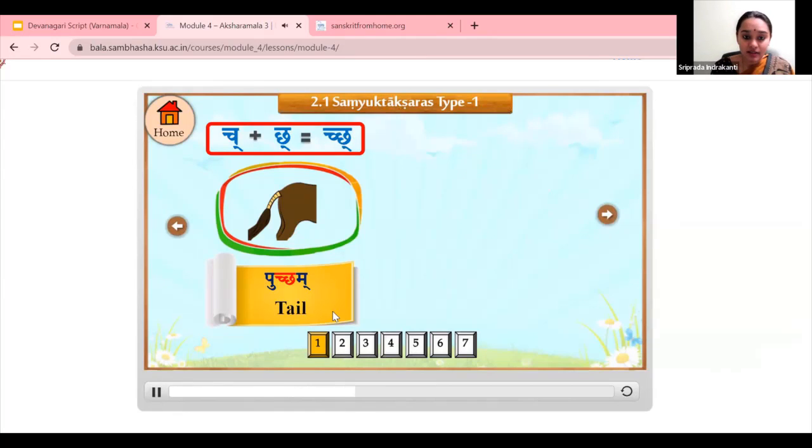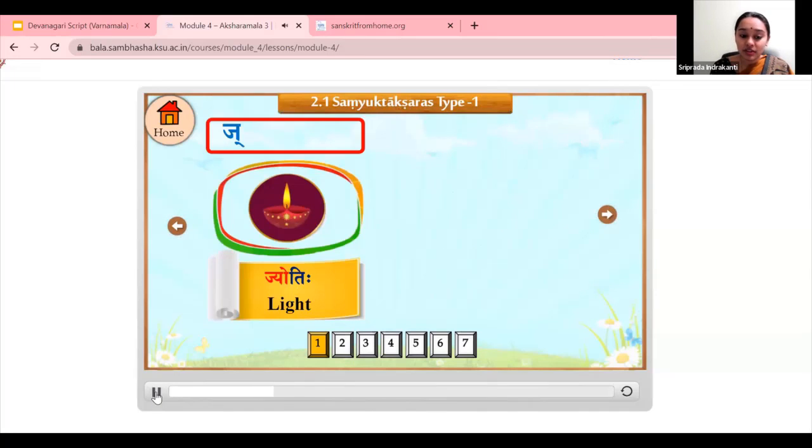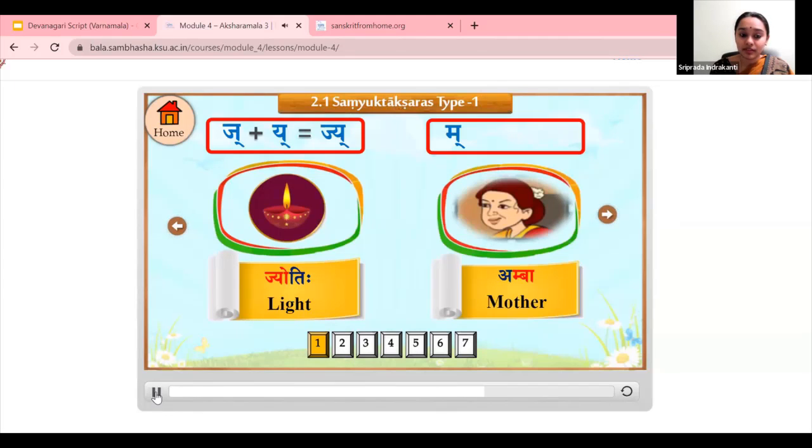That means a tail. And there's another combination here, sankhya. So k and y makes kya. Jyotihi, j and y makes jya. Amba, m plus b makes mb. So you see the similarity in all of these, in that the first letter is written half and the second letter is written fully, and they are combined together physically.